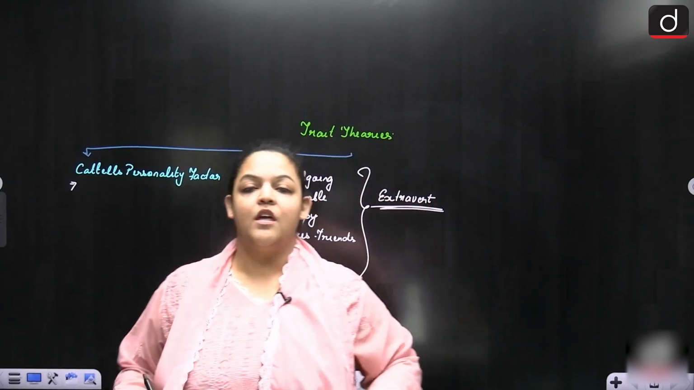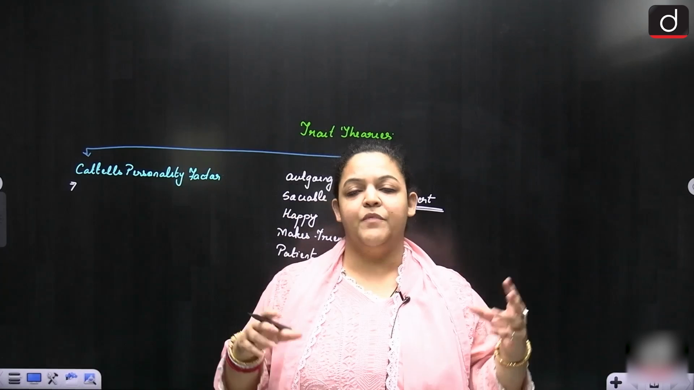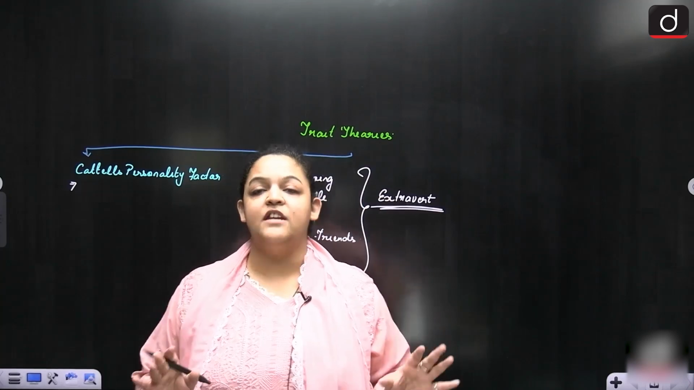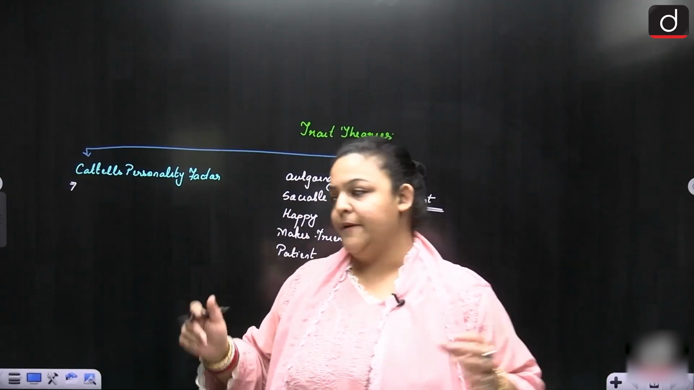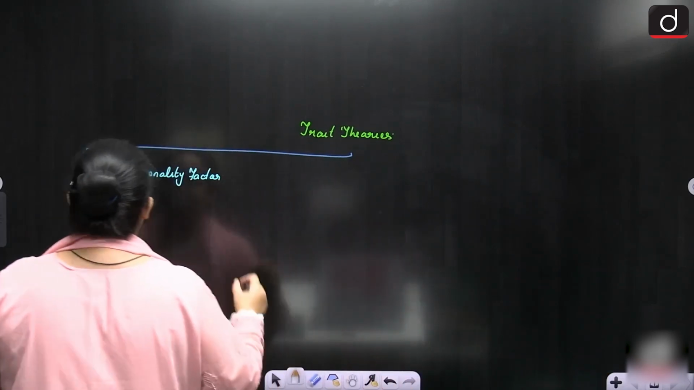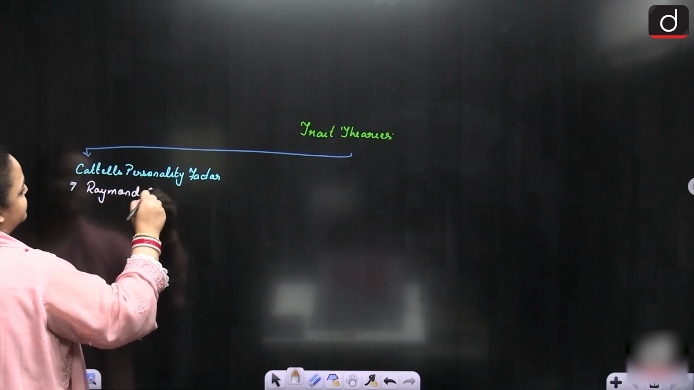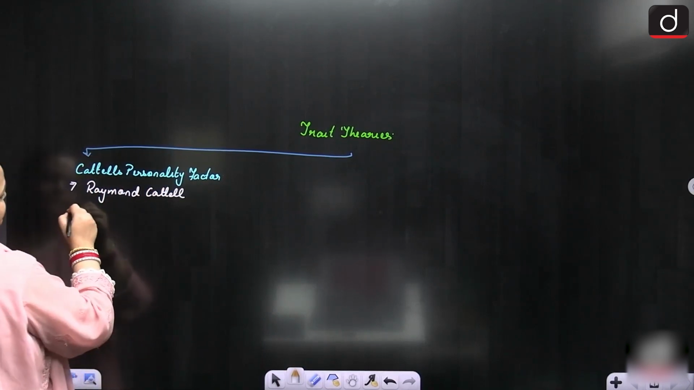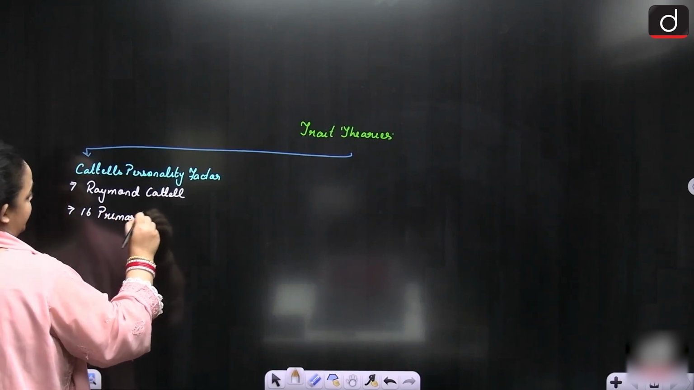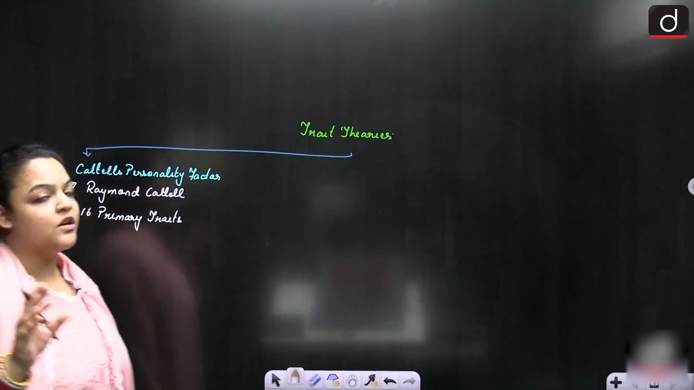Okay. Now, he has used what? He has used factor analysis. Okay. So he's used factor analysis and he has found out that there are 16 primary traits. Okay. So what has he found out? So I'm rubbing this off, guys. This was given by whom? This was given by Raymond Cattell. 16 primary traits. Okay. This is according to him. This is according to Cattell.